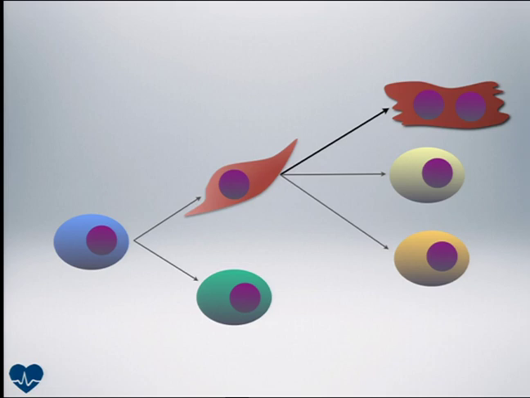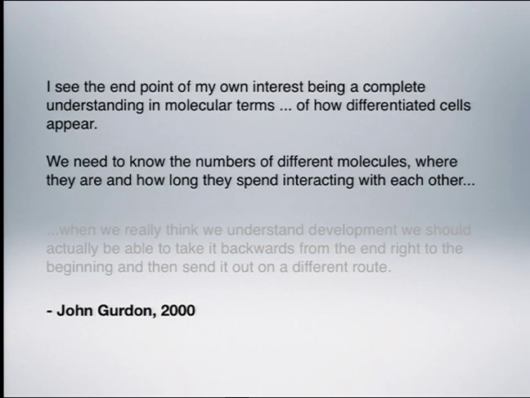And because this is sort of a special day and we have Sir John and Shinya here, I thought I'd share with you some quotes that Sir John Gurdon made in an interview several years ago, which actually was very prescient for what is going on at this meeting. And he said, "I see the endpoint of my own interest as being complete understanding in molecular terms of how differentiated cells appear." And he continued to say that we need to know the numbers of different molecules, where they are, and how long they spend interacting with each other, which is exactly what we've been trying to do and what many people in this lab are doing.